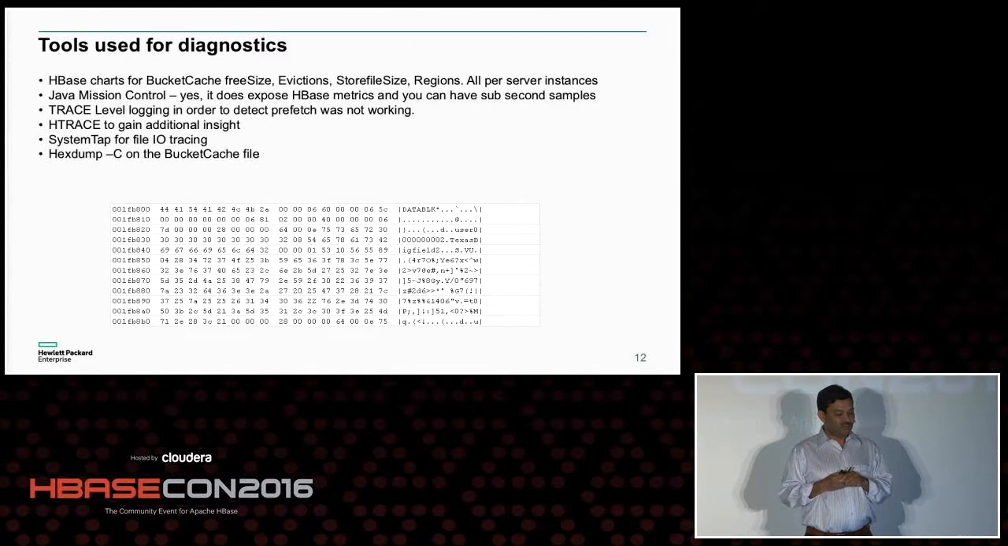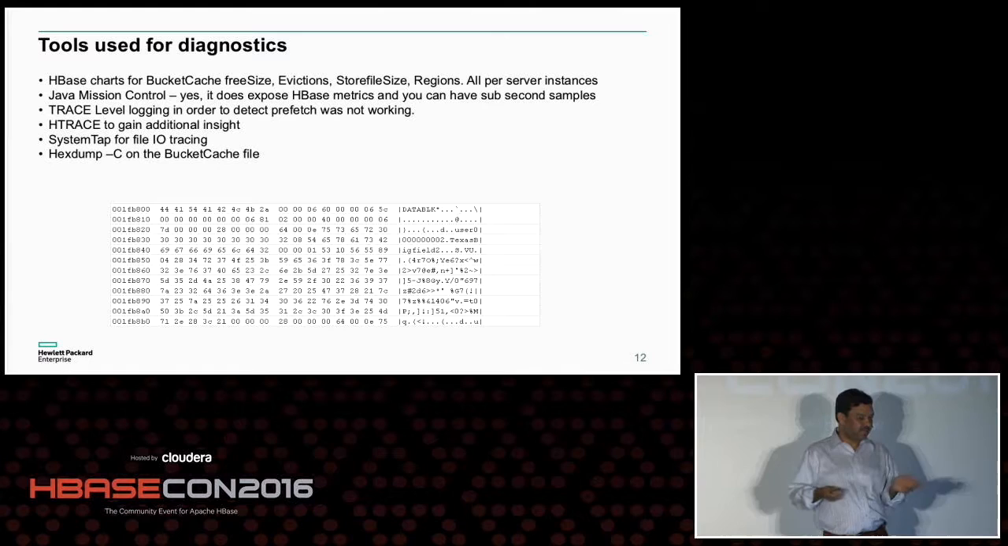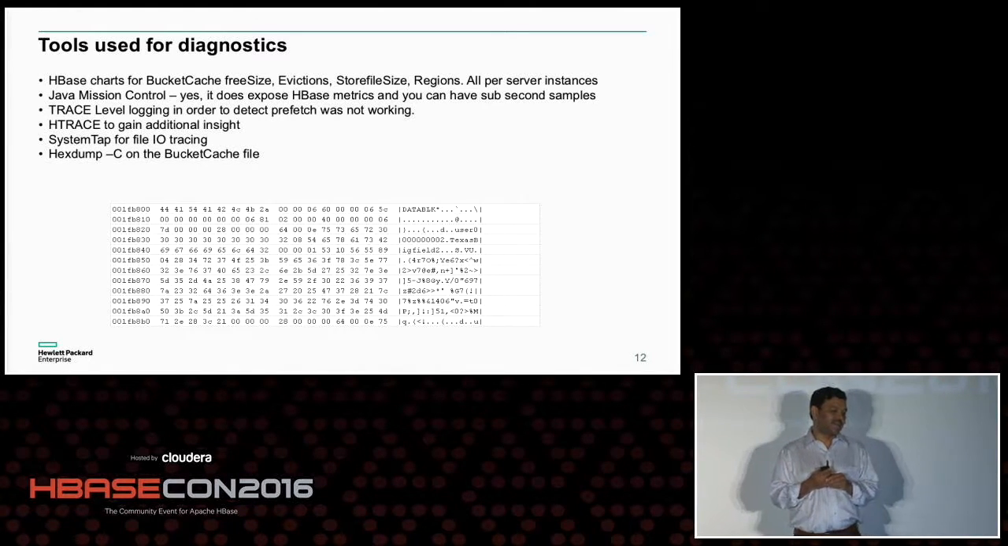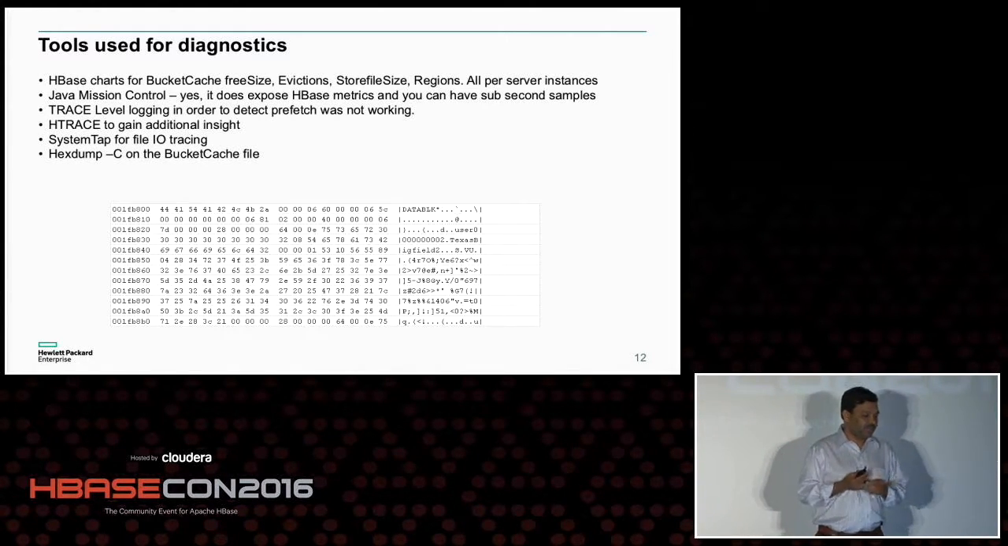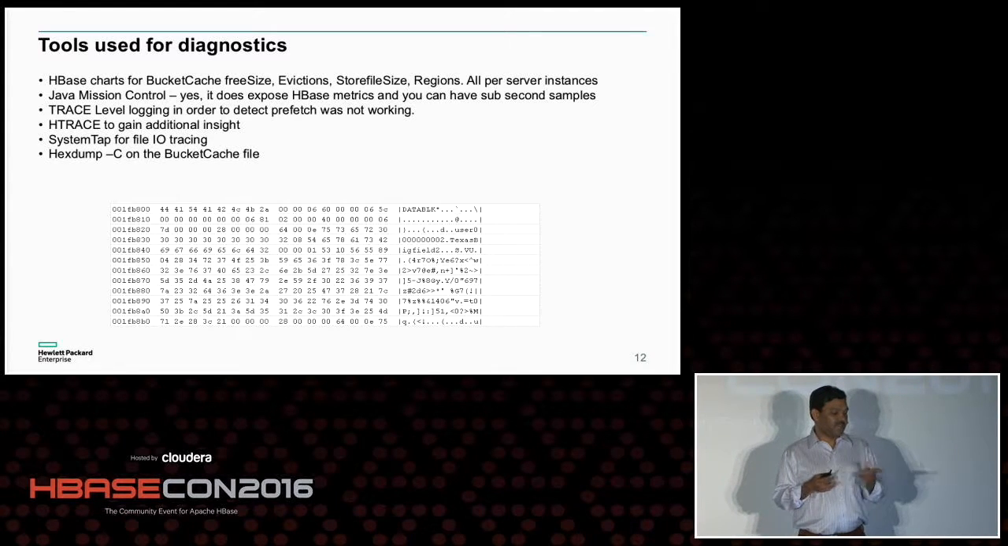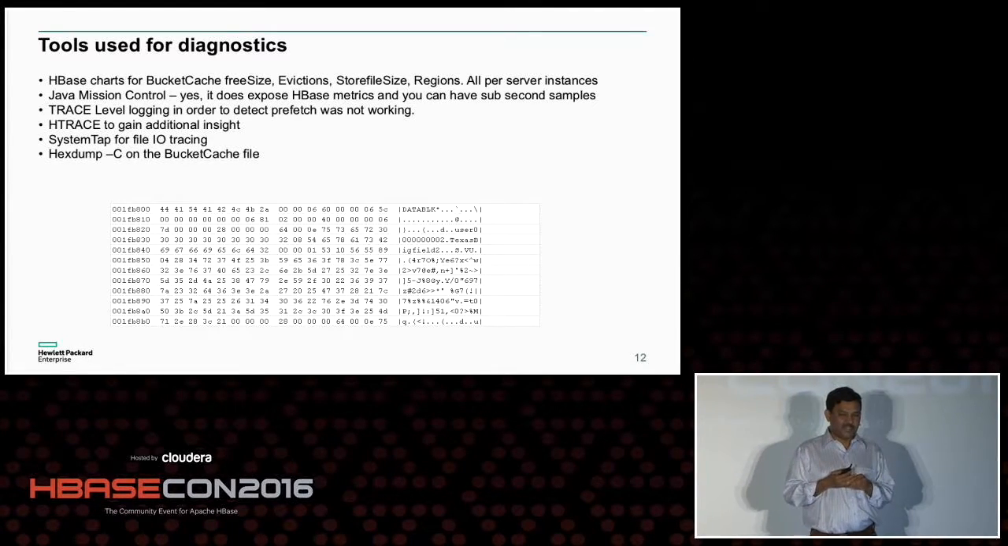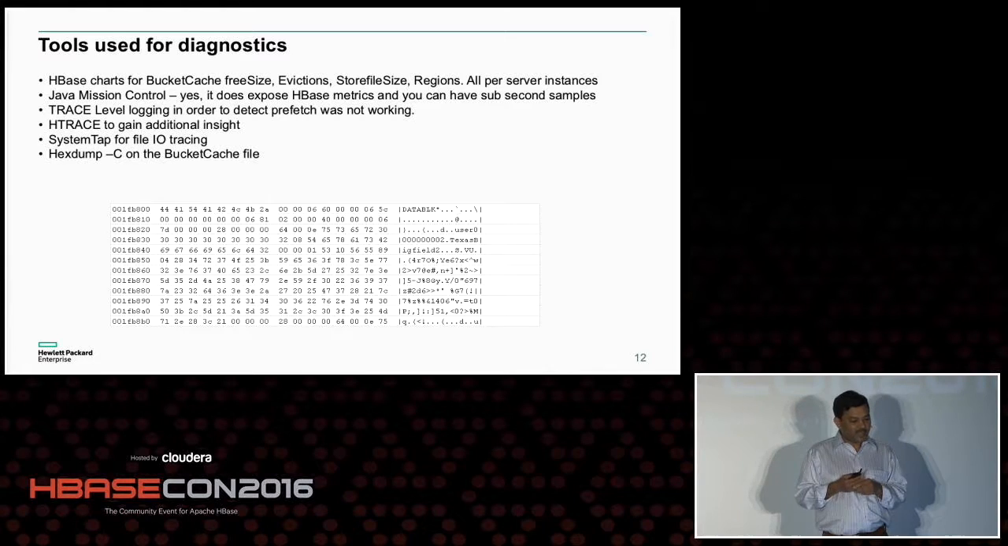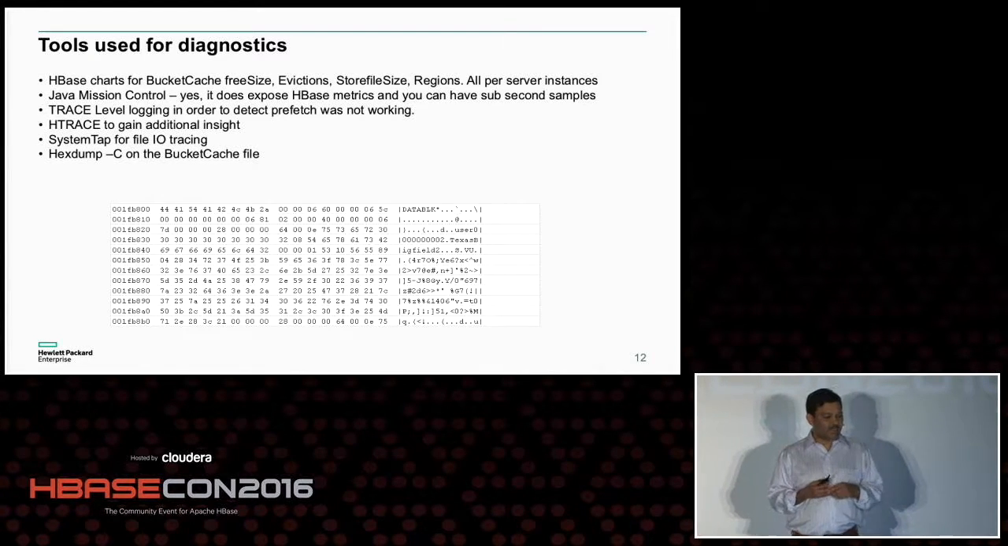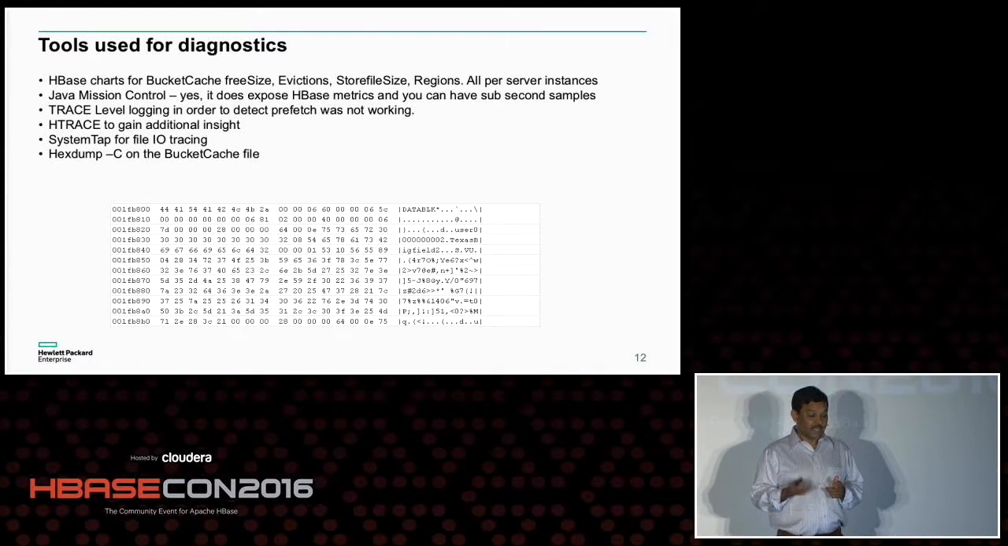So again, when we embarked on this journey, we had to use some tools. This is just for your reference. If you are looking at this kind of stuff, what tools could be useful? The first thing is obviously the HBase charts, but the default charts are typically not really good enough. As an aggregate they're good, but if you are trying to get into the details, they're not. So you would like to enable custom charts.